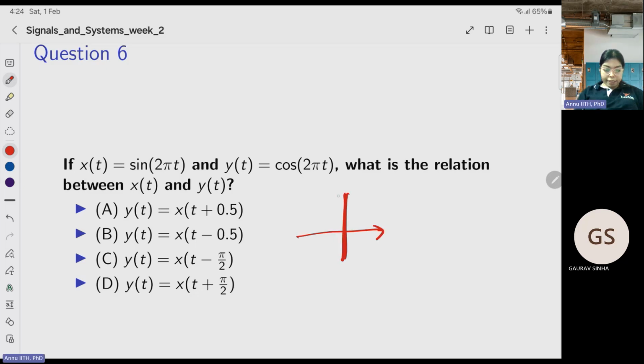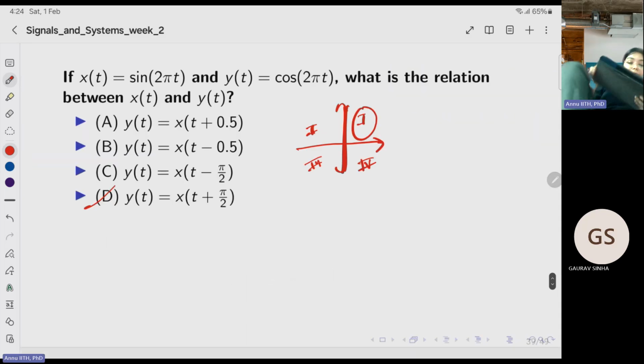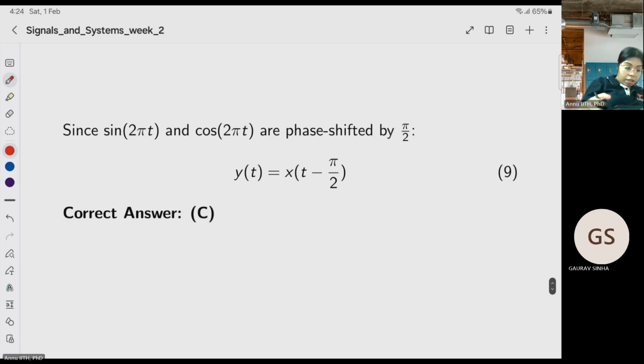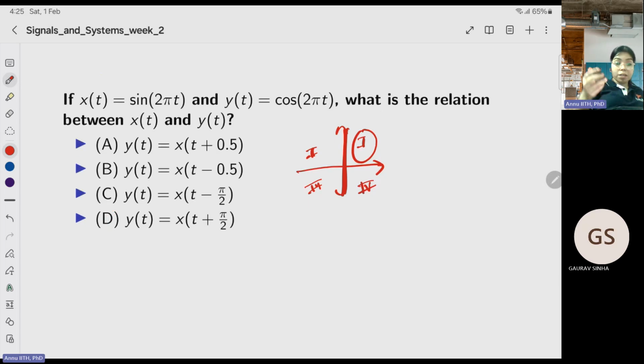So if we see quadrant-wise, first quadrant, second quadrant, third quadrant, fourth quadrant. In this quadrant, all are positive: sine, cosine, tan, all of them. And if pi by 2 is added to sine, it becomes cos. So I think the answer is D. Sorry, C. Since sine and cosine are phase shifted by pi by 2. So let me see with the graph. It is positive or negative, I have doubt.